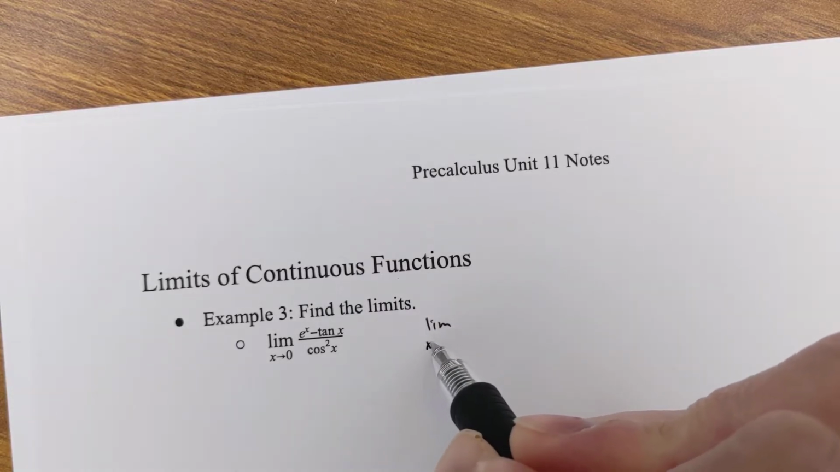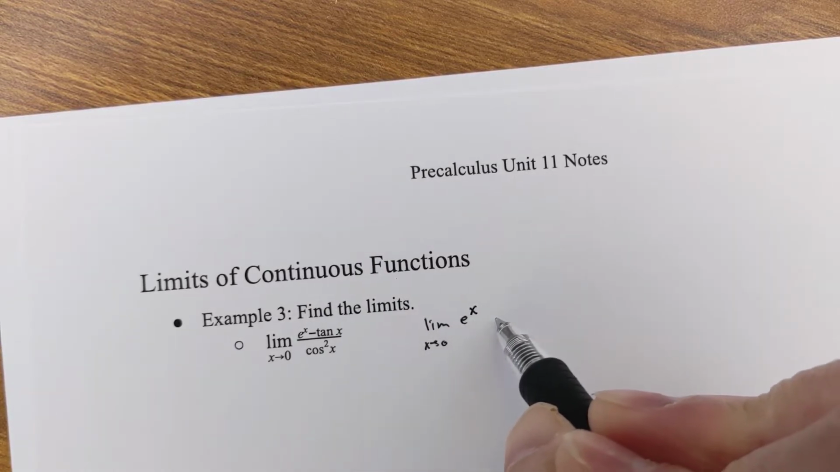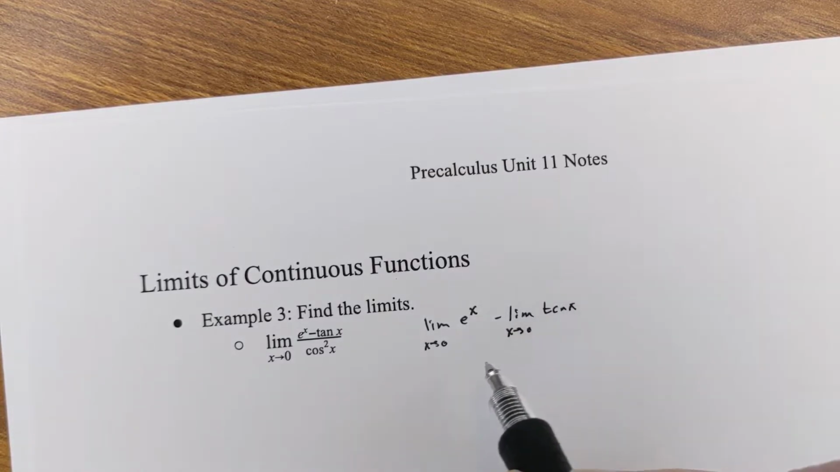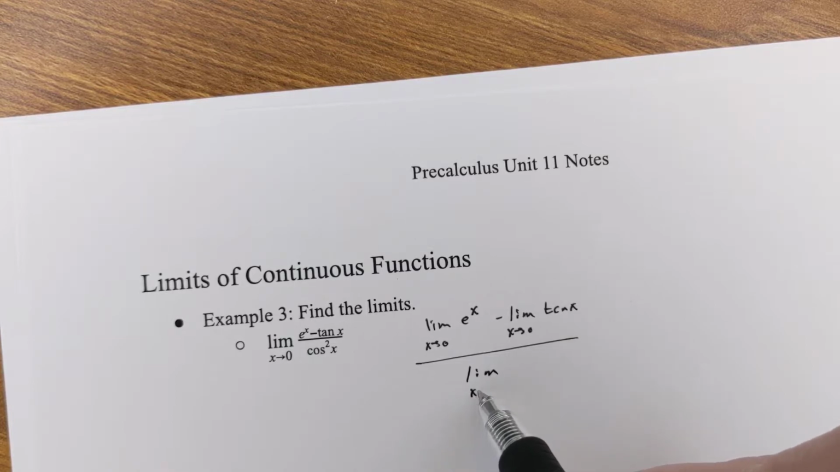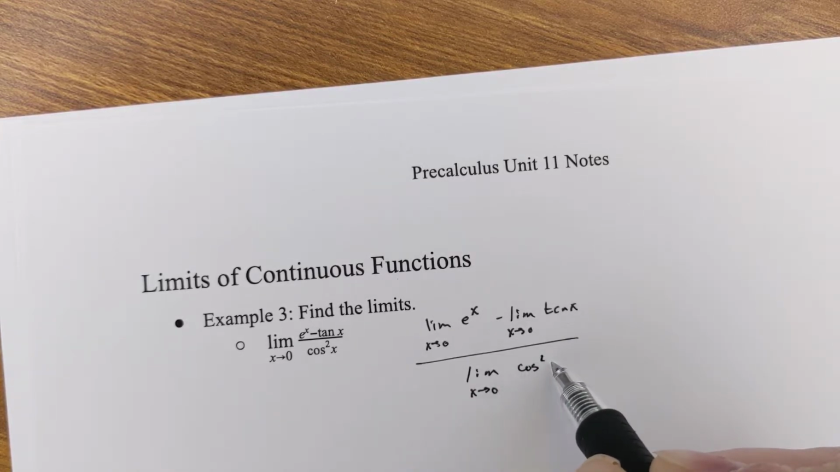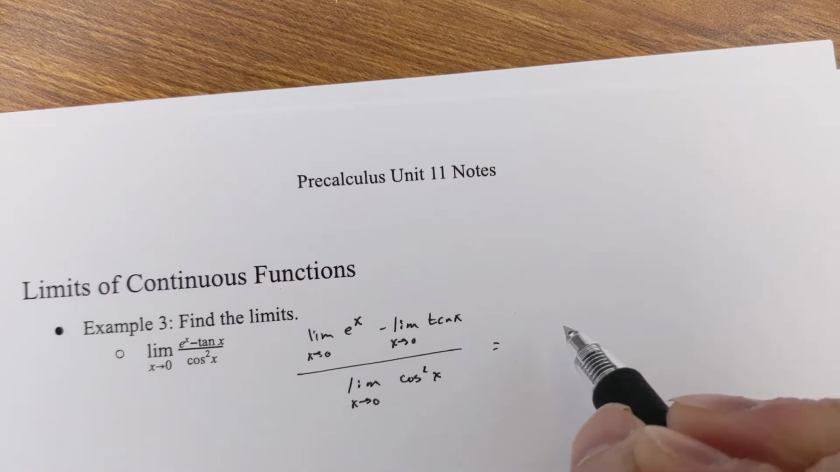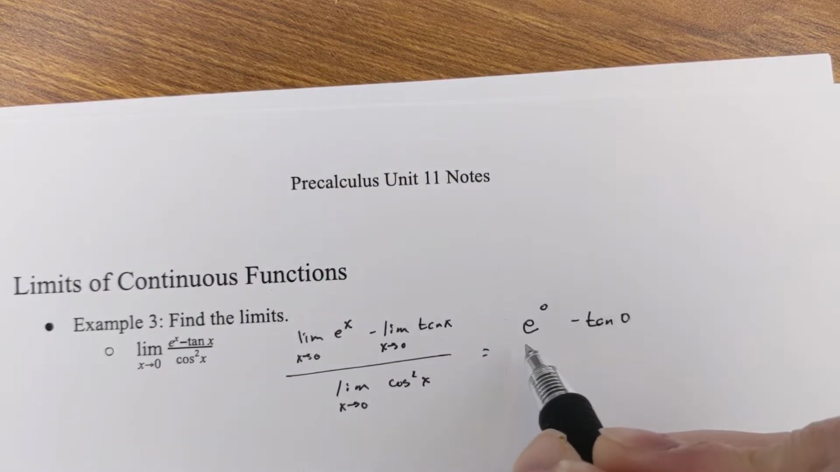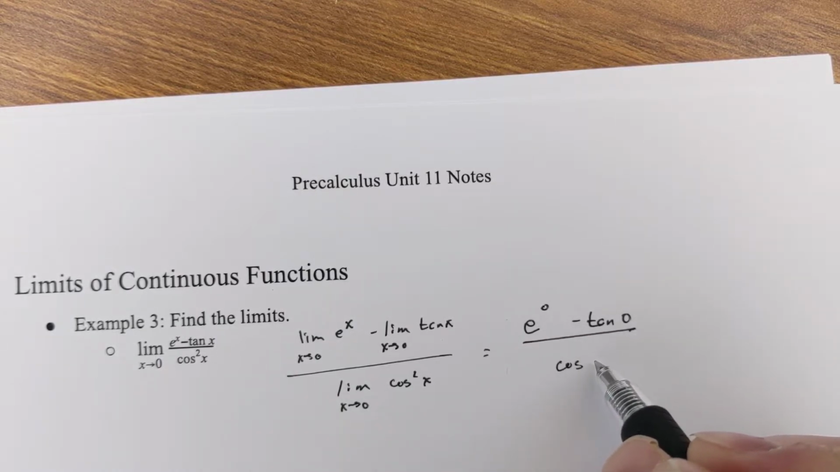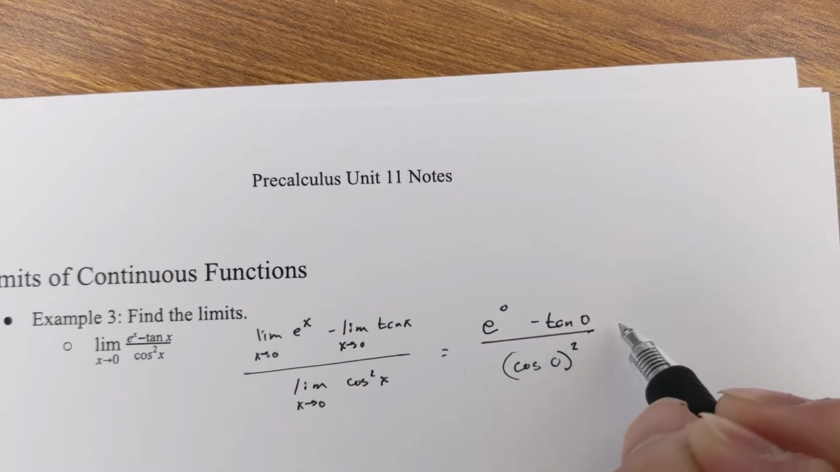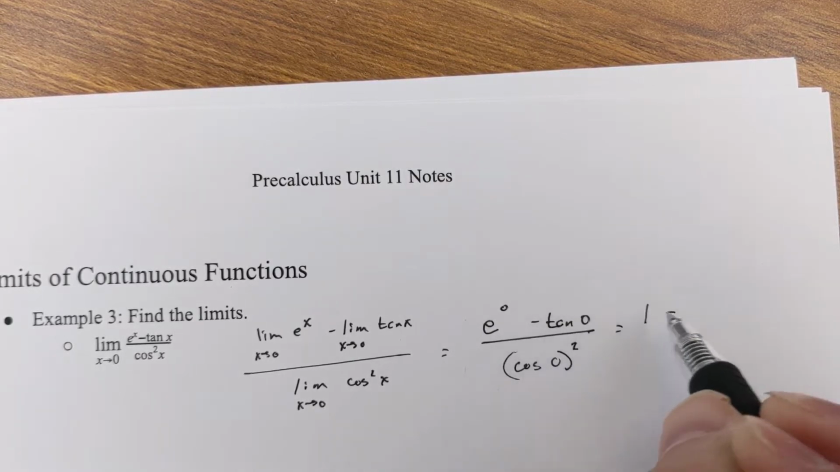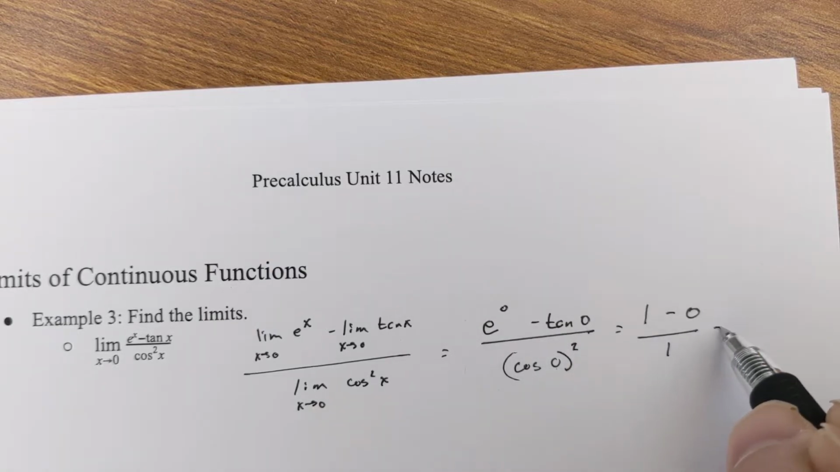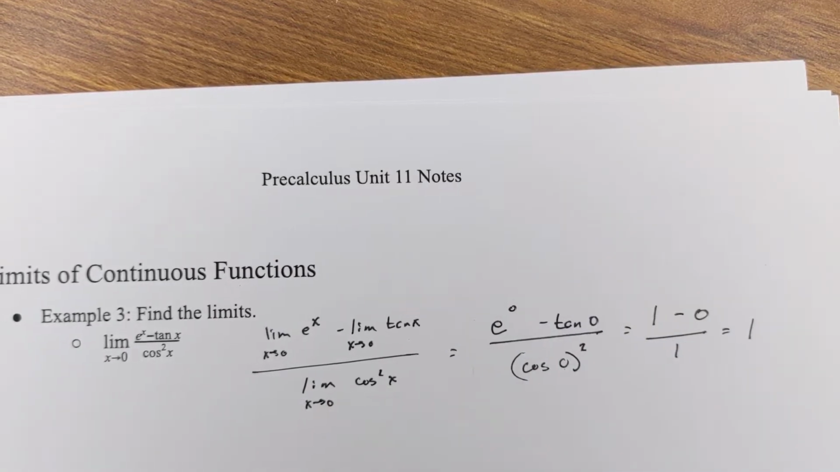So the limit as x approaches 0 of e to the x, minus the limit as x approaches 0 of tangent of x, all over the limit as x approaches 0 of the cosine squared of x. So this becomes e to the 0th minus the tangent of 0 all over the cosine of 0 squared. Well, e to the 0 is 1. The tangent of 0 is 0. Cosine of 0 is 1. Squared is 1. So this just becomes 1.